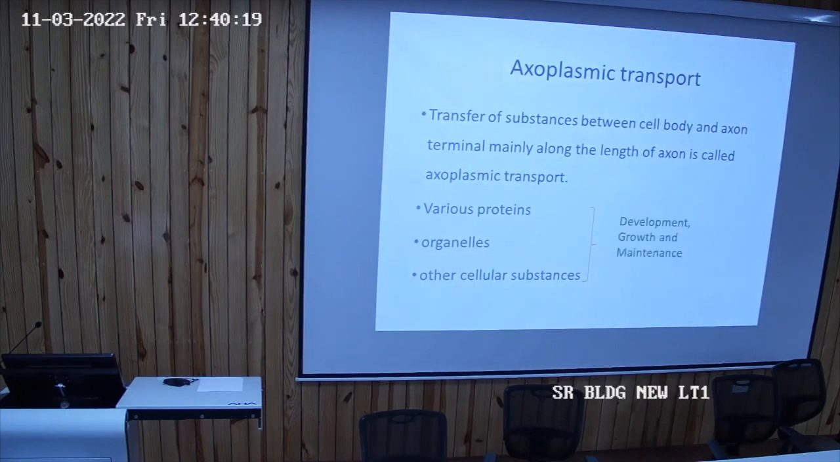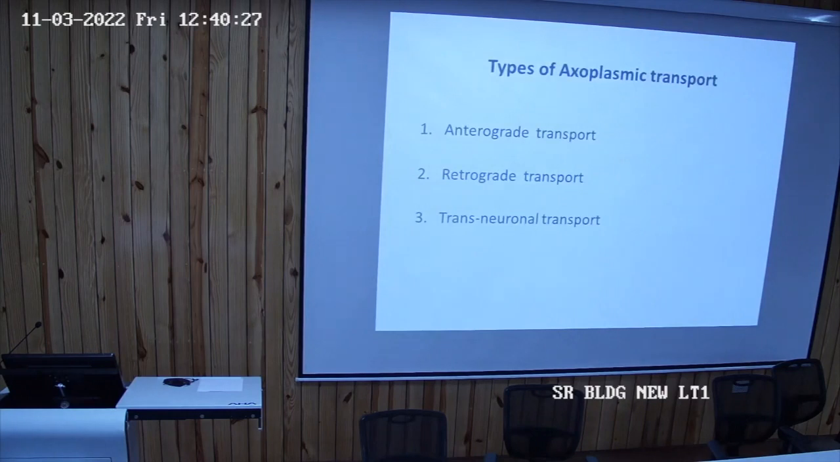So there are other substances they require for the development, growth, and maintenance of the neuron. So there may be different types of axoplasmic transport. That may be anterograde. Anterograde means going from the cell body down towards the terminal. Retrograde is from the nerve terminal back to the cell body. And there may be transneuronal transport, that is, one neuron transports to the neighboring neuron also, they exchange with each other. Okay, that is called the transneuronal transport.